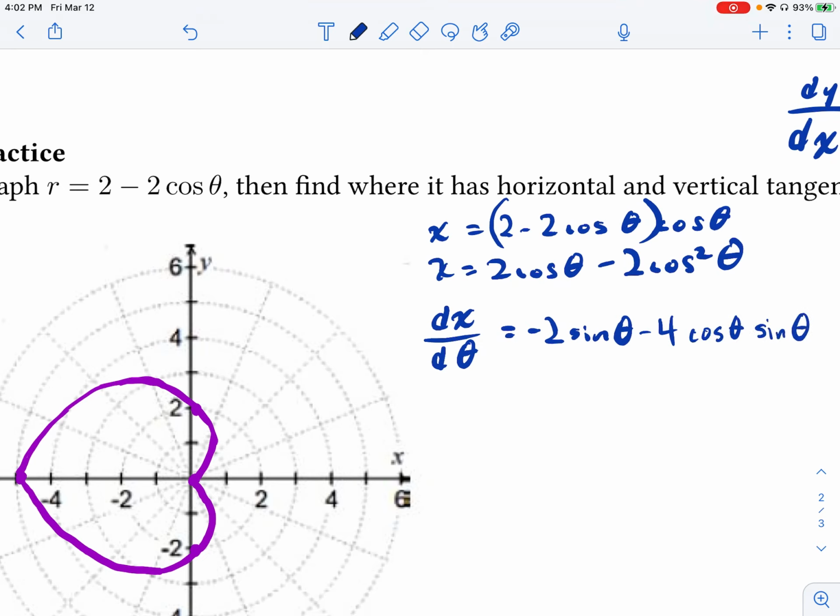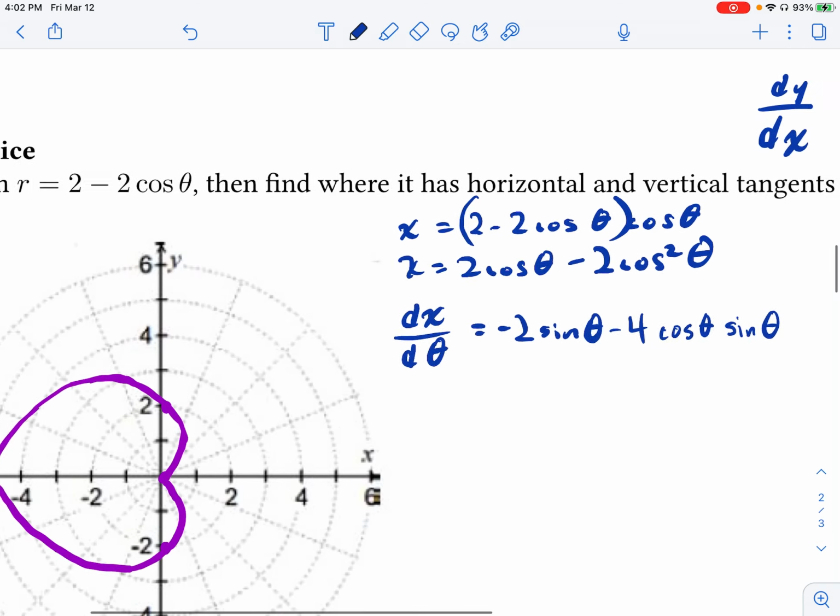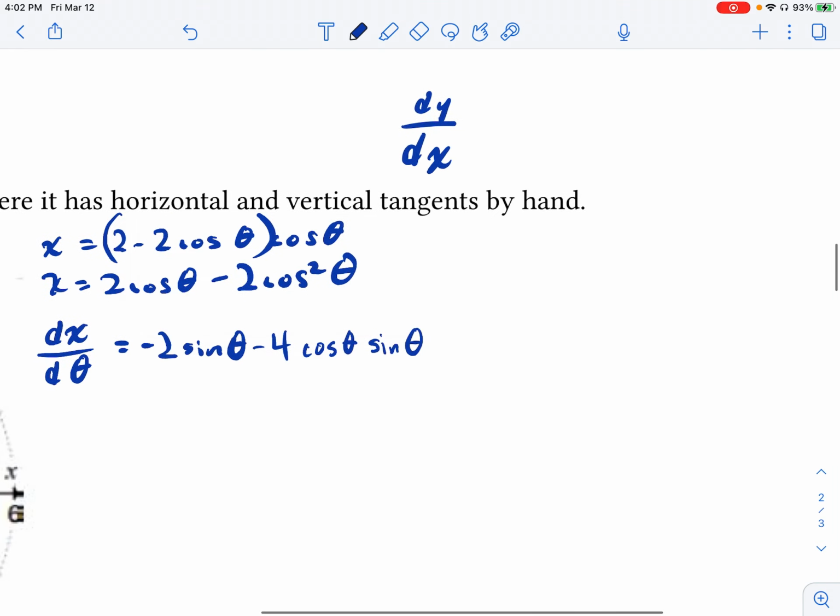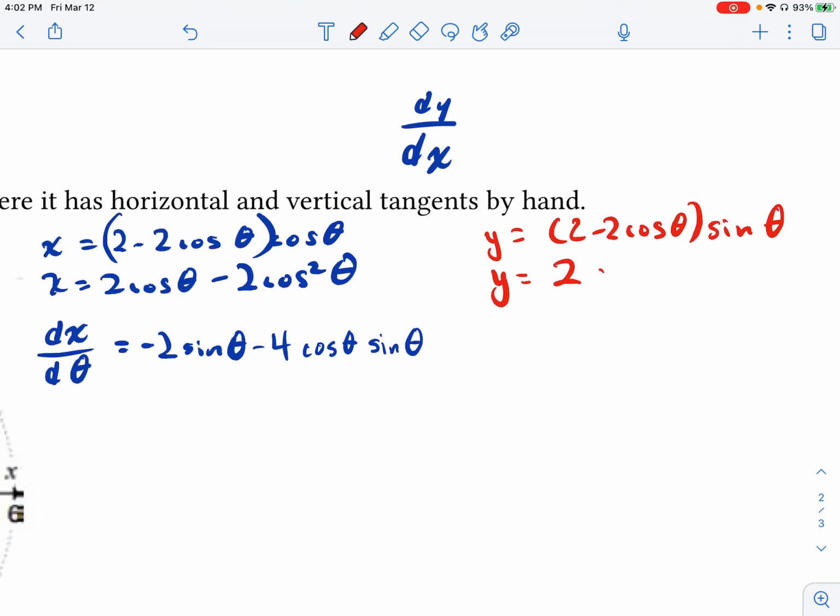All right. Next up, now let's go ahead and find our equation for y, and I'll do that in a different color. So y is equal to 2 minus 2 cosine theta, all of that times sine theta. So y is equal to 2 sine theta minus 2, and if I multiply sine theta, cosine theta, we could have 2 sine theta cosine theta.